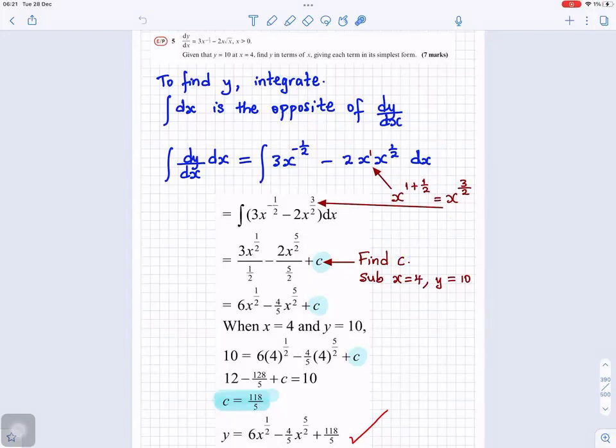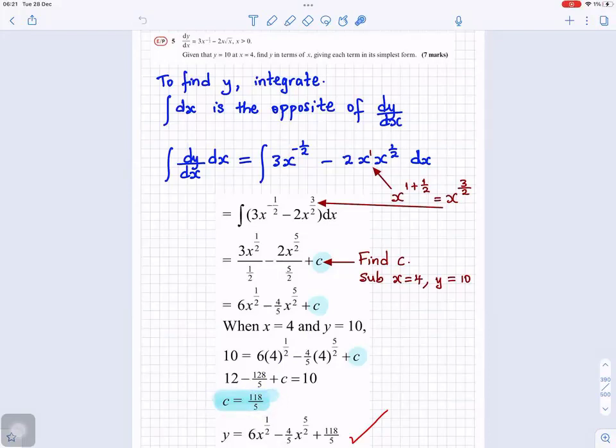So we use x equals 4, which is given in the question, and y equals 10 to find c. Substitute those values. Where you see x, you put 4, and for y, you put 10. Put that in your calculator. You will get 10 is equal to 12 minus 128 over 5 plus c. Rearrange and solve it, you get c to be 118 over 5.